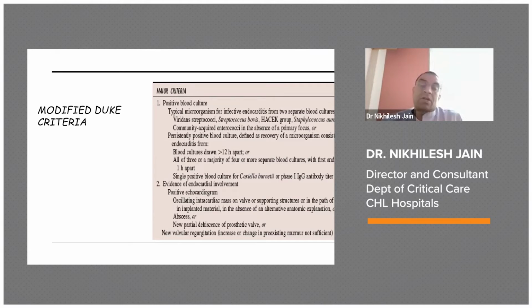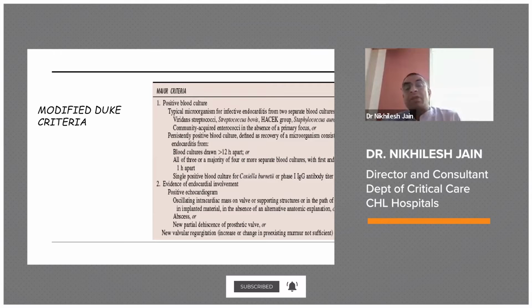Now, when we talk in terms of evidence of endocardial involvement, you get a positive echocardiogram, wherein you can document an oscillating intracardiac mass on the valve or supporting structures, or in the path of regurgitant jets, or on implanted material, in the absence of an alternative anatomic explanation, or an abscess, or a new partial dehiscence of a prosthetic valve, or new onset valvular regurgitation. When you talk about new onset valvular regurgitation, simply an increase or change in a pre-existing murmur is not sufficient.